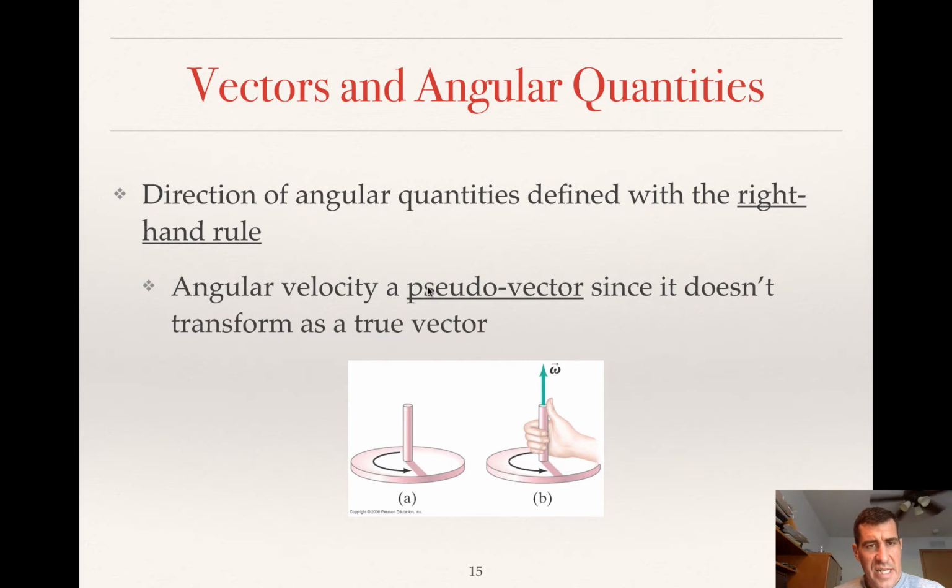Although, just a little side note here, technically speaking, if you want to be real particular about it, the angular velocity is something known as a pseudo-vector since it doesn't actually transform as a true vector, but that's not going to be so important for us.